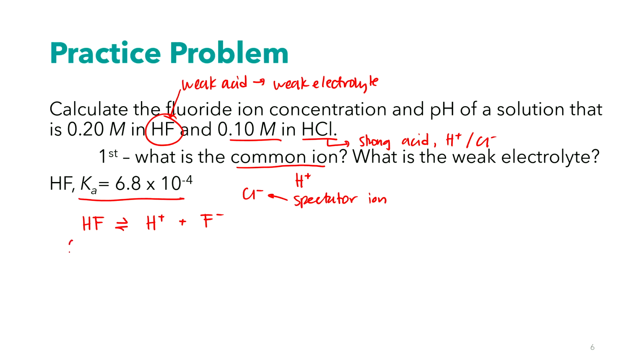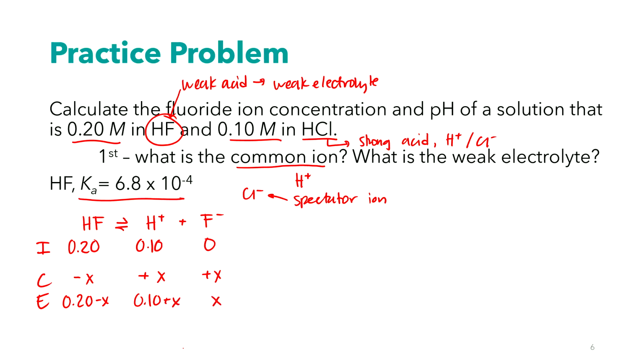Okay, so I'm starting now with 0.20 molar of my HF and 0.10 of my H+. But I don't have any F-, so I've got to make some F-. This is looking very similar to our problem from the last slide, except now my X is the F-, that fluoride, because I'm going to assume X is much smaller than my 0.2 and my 0.1. So this is really 0.2 and this is really 0.10.